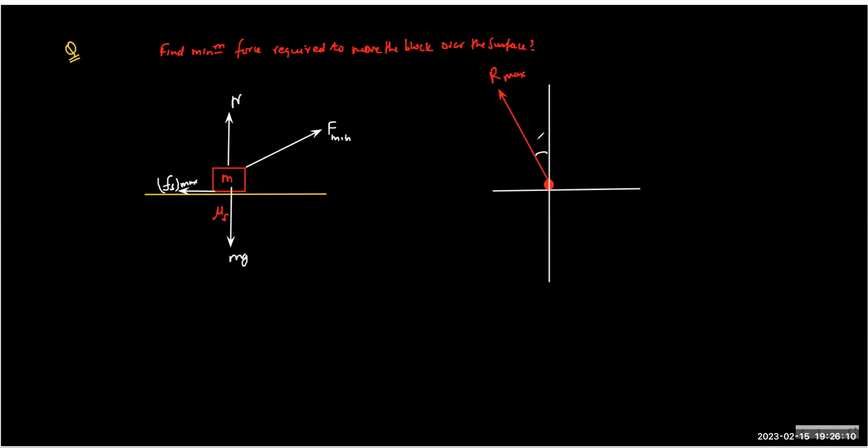So this will be how much? This angle. Can we find this angle? In that case, tan theta equals mu s. How? Because this is mu s N, and this is N. So tan theta is mu s N upon N, which is mu s. That is what we know. And mg is downward. We know this.